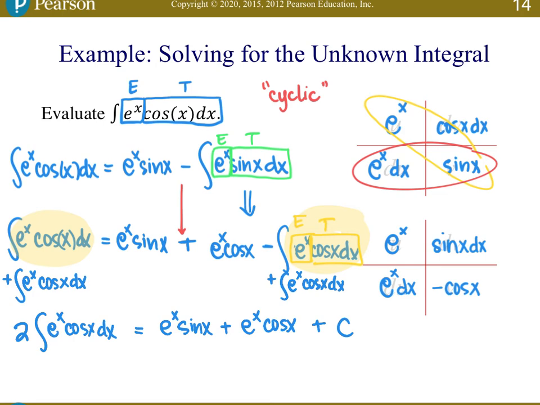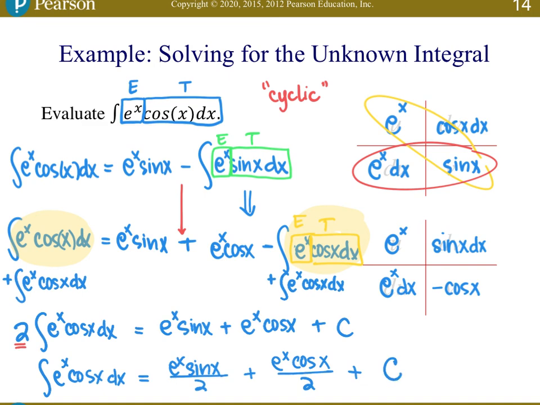So notice now the right side of the equation has no integrals at all. I've managed to get rid of all the integrals. I've got e to the x sine x plus e to the x cos x plus c with no integrals on it. The only thing I've got is this 2 hanging out here. So if I'm going to solve this equation and get this integral by itself, I need to divide the whole problem by 2. So that tells me that the integral of e to the x cos x dx, which is the question I started with, is equal to e to the x sine x over 2 plus e to the x cos x over 2 plus the constant divided by 2, which is still a constant.